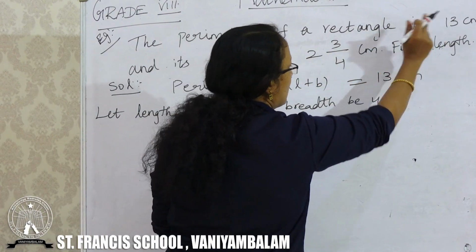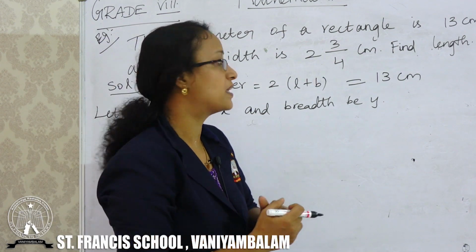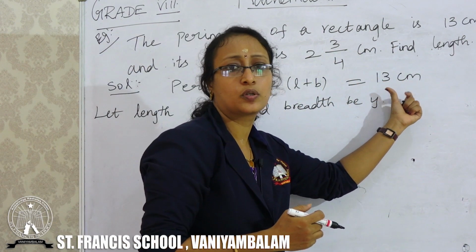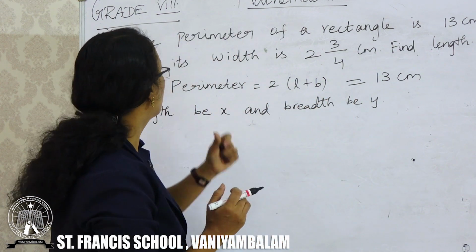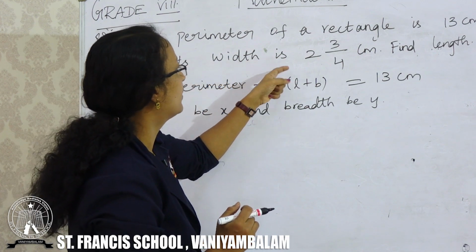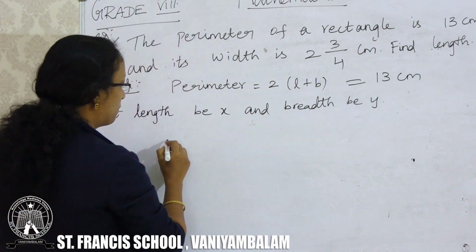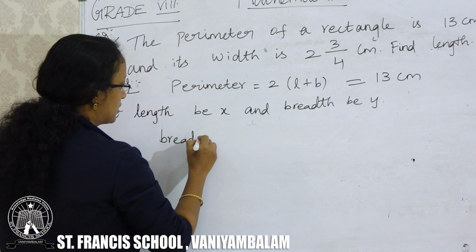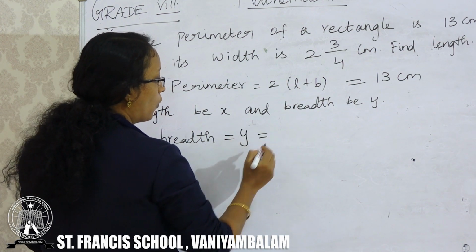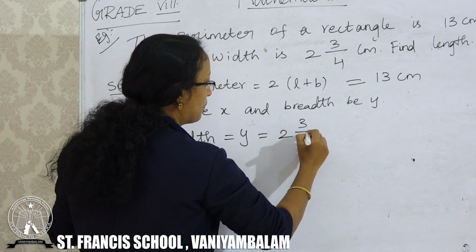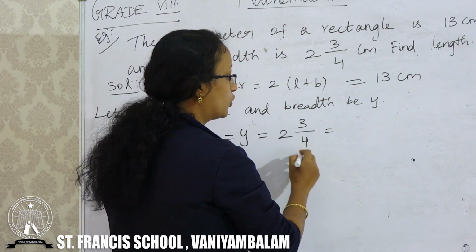Perimeter of a rectangle is 13 centimeter. We know that the perimeter formula of a rectangle is 2 into L plus B. So 2 into L plus B is equal to 13 centimeter. Length is x and breadth is y. Next, it is given width. Width means breadth. Breadth is what? Breadth is given, y is equal to 2 3/4.